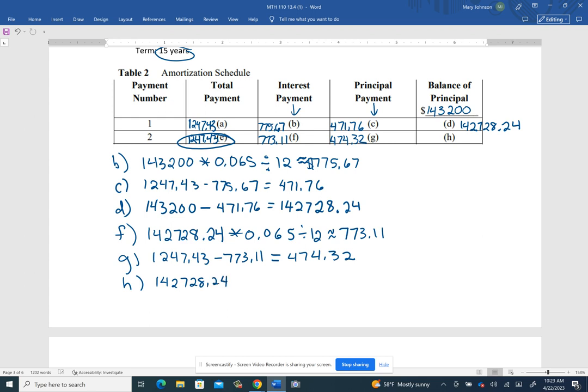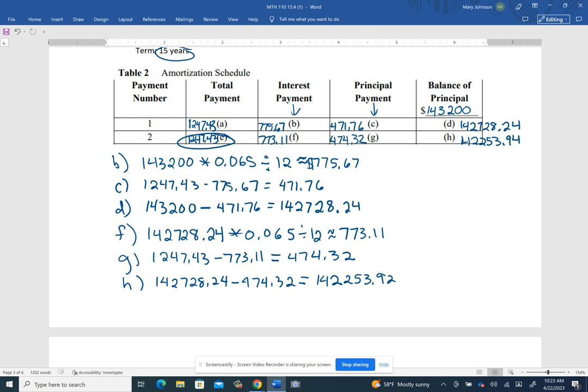Okay, right? And so now I can take the balance I had, and I've now made that monthly payment, but only $474.32 goes towards paying off the principal. So I'm still going to owe $142,253.92. So we're now down to this.